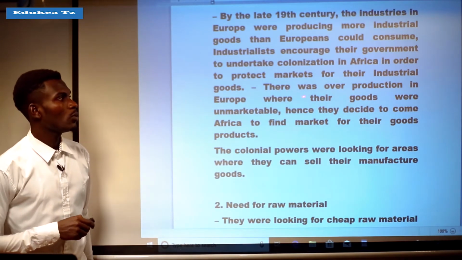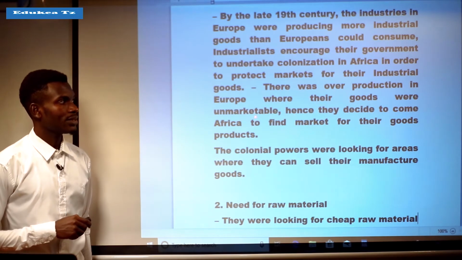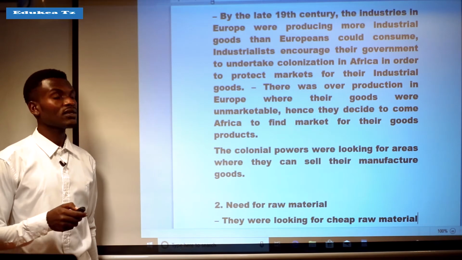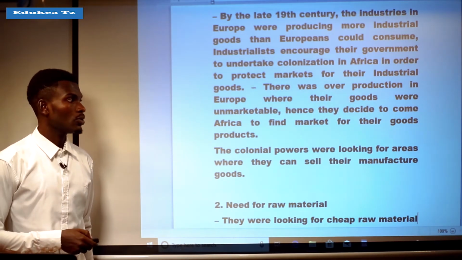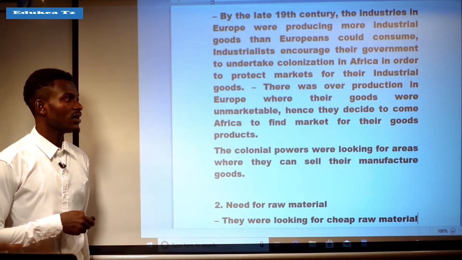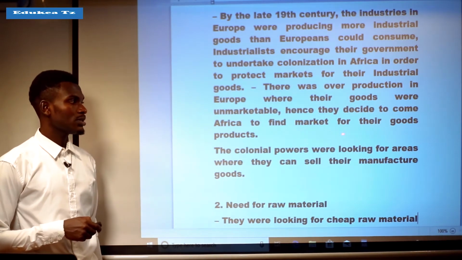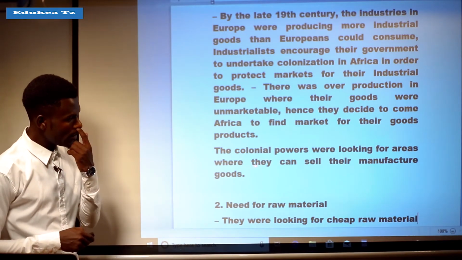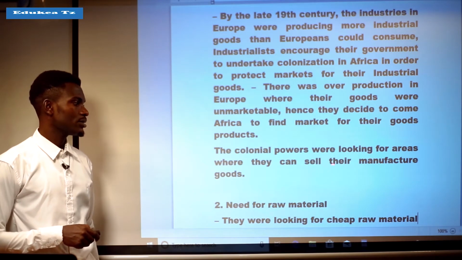Also, there was overproduction in Europe where their goods were unmarketable. It means that in Europe there was overproduction of industrial goods that were unmarketable. So the main alternative they decided on was to come to Africa to find a market for their surplus goods or products. The colonial powers were looking for areas where they could sell their manufactured goods.